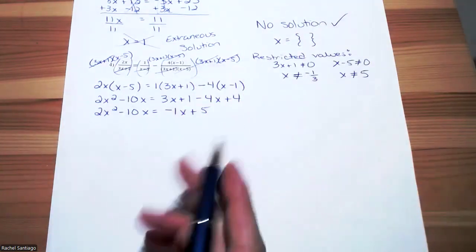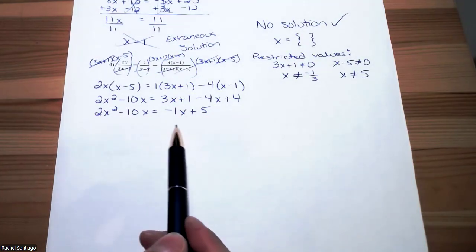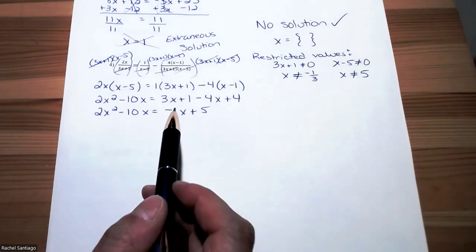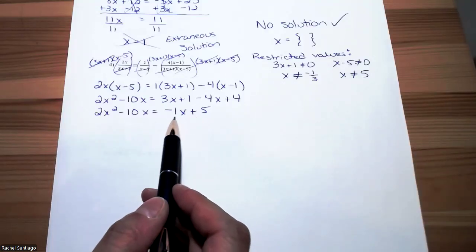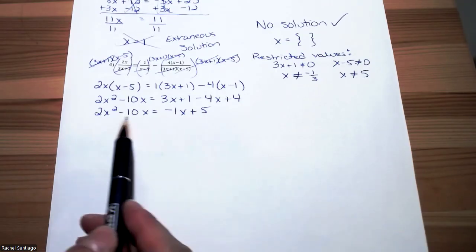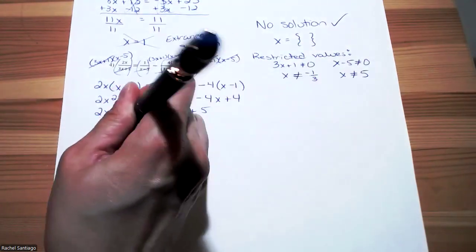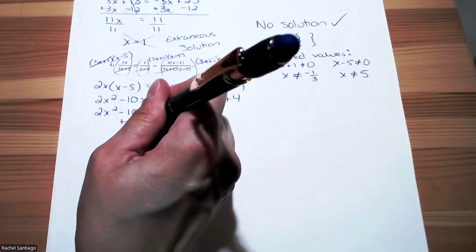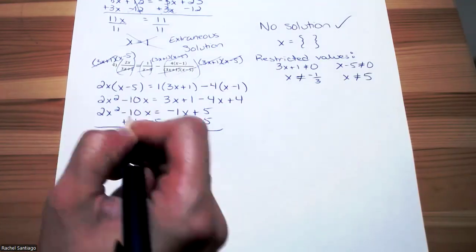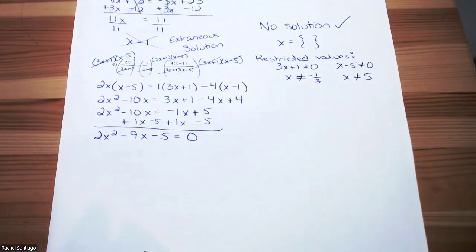Now, we have a quadratic equation, which means this must be rewritten in standard form, aka we have to set it equal to 0. So these terms, which are definitely smaller in degree than my 2x squared term, they want to move over to the left. They want to join this largest term. So let's add the x, and we're going to subtract the 5. I'm just squeezing it in there. Okay, so I have 2x squared minus 9x minus 5 is equal to 0.